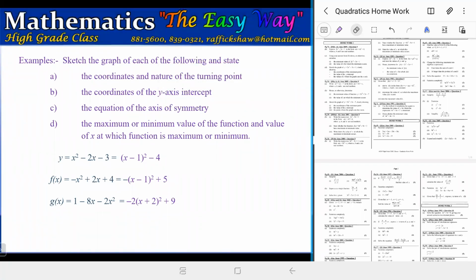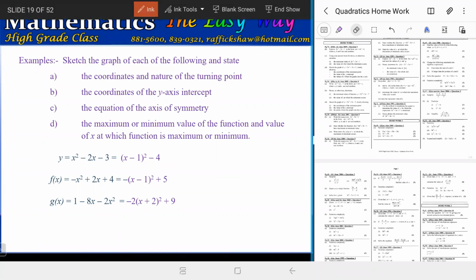All right. Sometimes they'll ask you a lot of things, sometimes they ask you a few things. Don't just be answering what you want. Answer what they ask you. So if they ask for the coordinates of the turning point, you have to put brackets and put the xt value and the yt value, the two values there. If they ask for the maximum value or the minimum value, then they really ask for the yt value. If they ask for the value of x for which a function is maximum or minimum, then they really ask for the xt value.